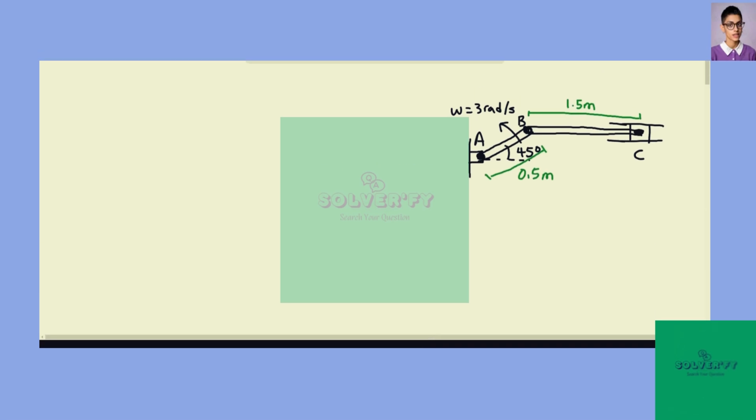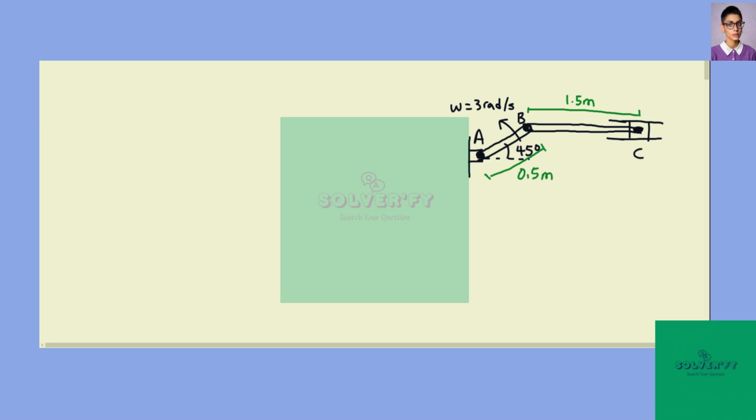Welcome to Solverfy. In this question, we are given this situation. There's a link AB that rotates with an angular velocity of 3 radians per second. We want to determine the velocity of block C and the angular velocity of the link BC at the instant when theta equals 45 degrees. Theta is this angle.